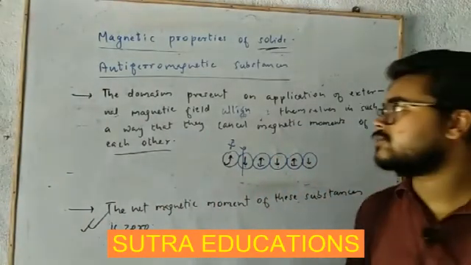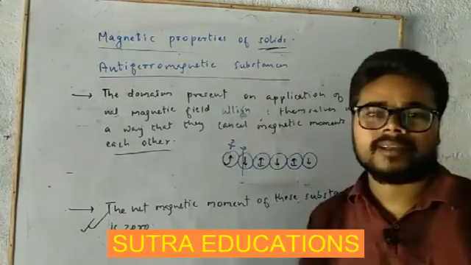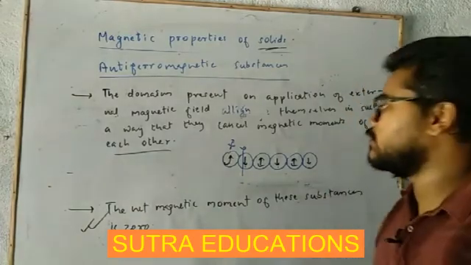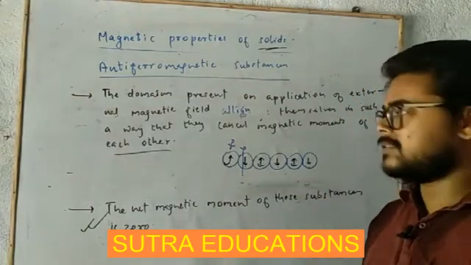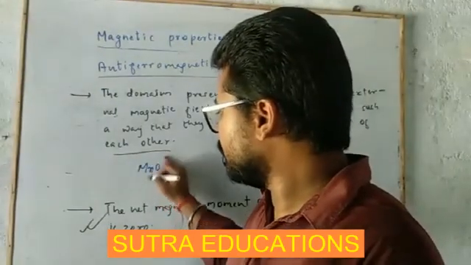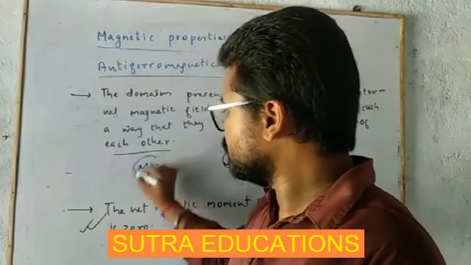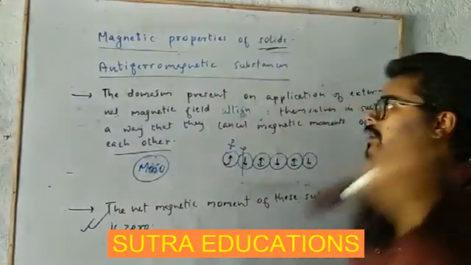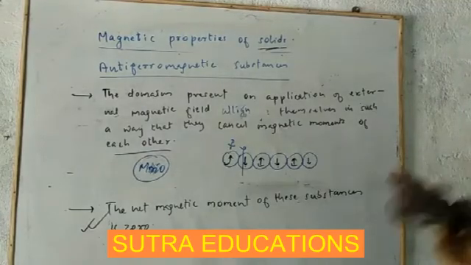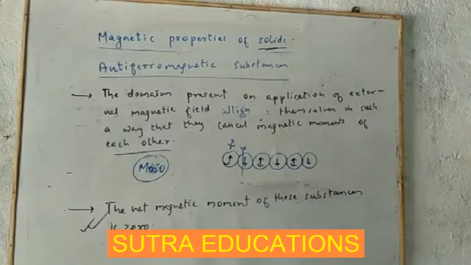That's why these are called antiferro. Anti means opposite of ferro. Now come to write one example. We say MnO is an example of antiferromagnetic substances. Now the last one is ferromagnetic substances.